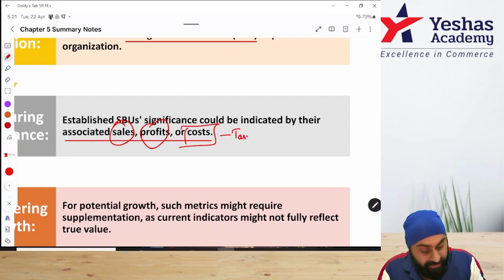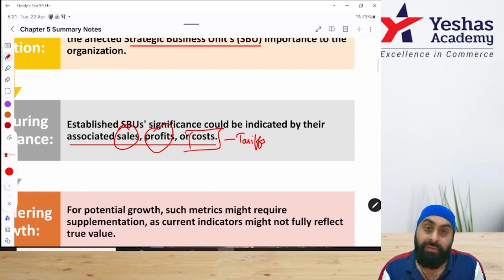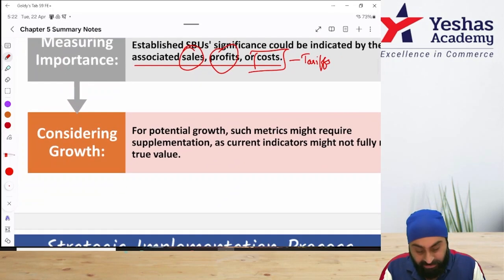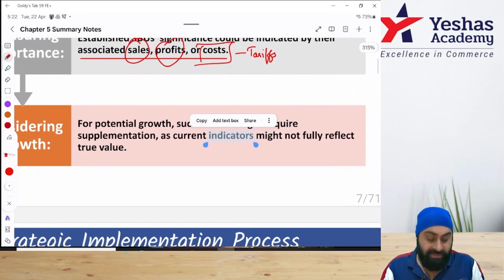Tariffs. Tariff is a big issue right now. Are tariffs leading to a change in the cost structure? Yes, for most of the organizations, most of the countries, it is influencing the cost structure. So is it an uncertainty? Yes, it is an uncertainty.